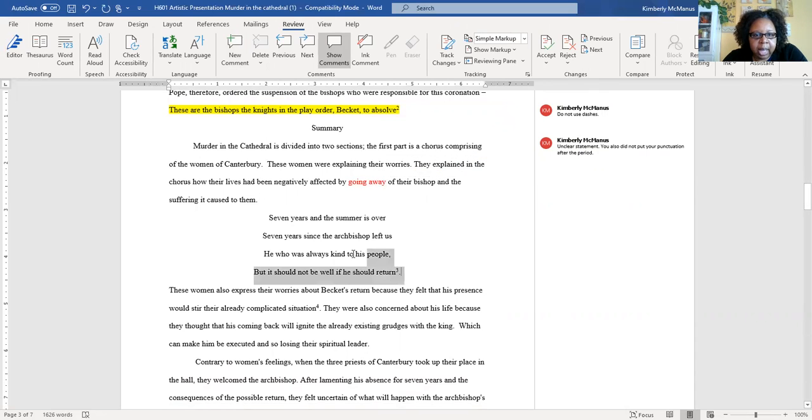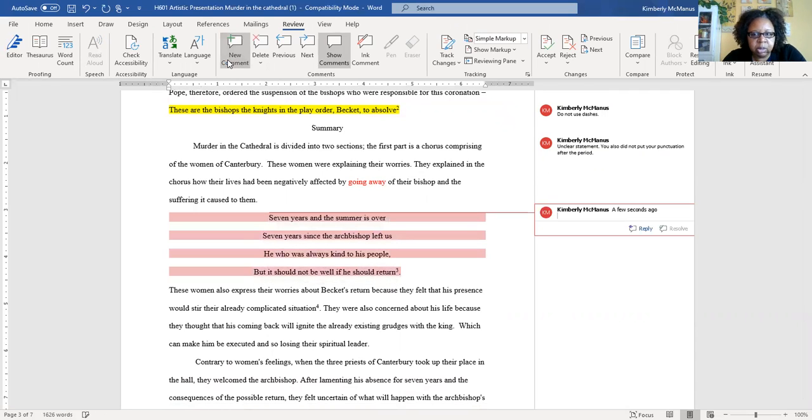Okay, so I don't know why you centered the quote. You do not center the quote. I need for you to go back and look at how to block a quote.